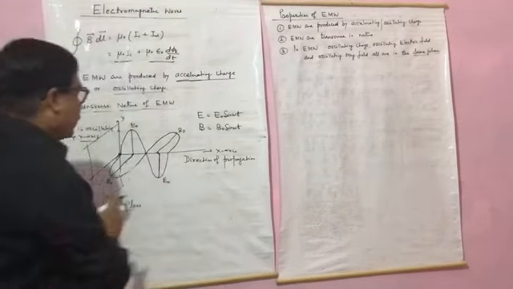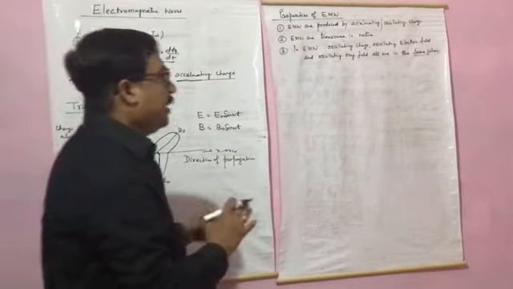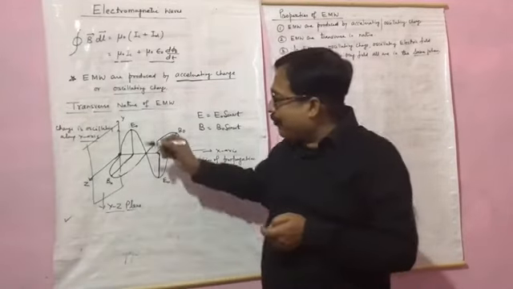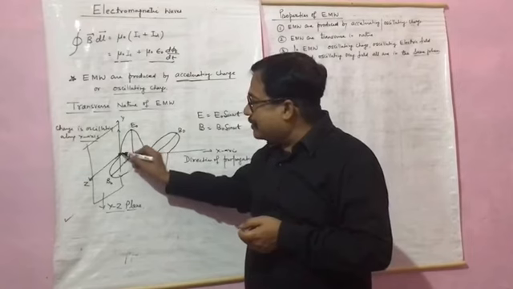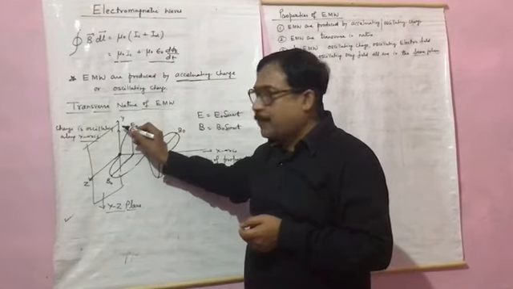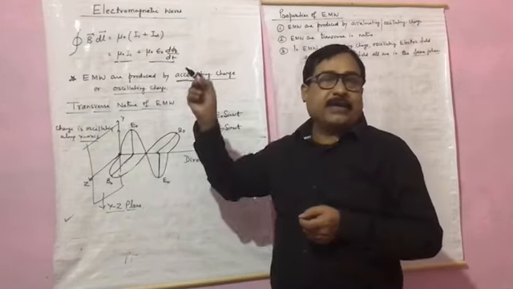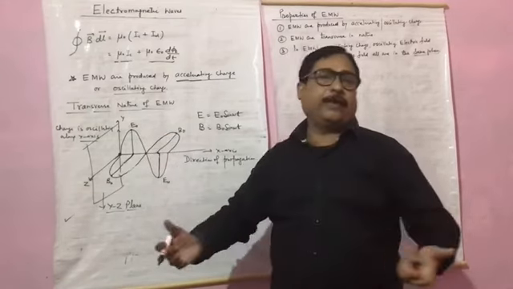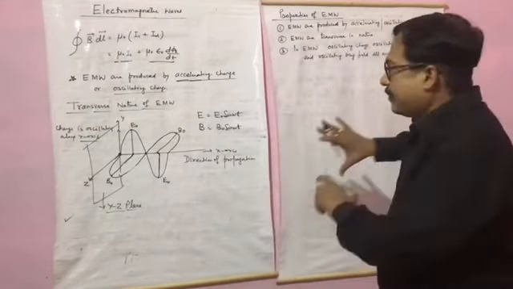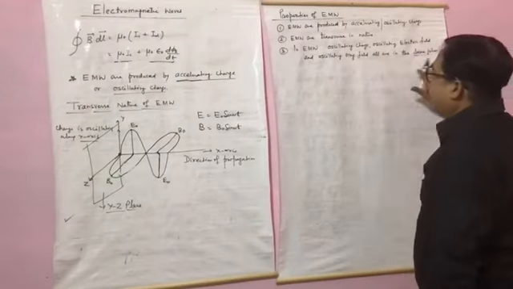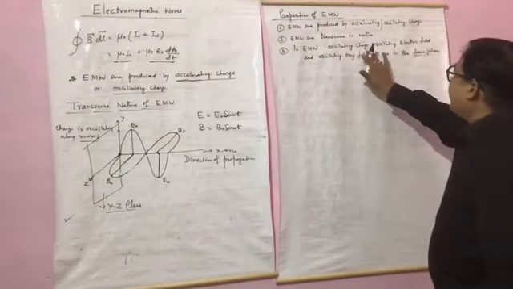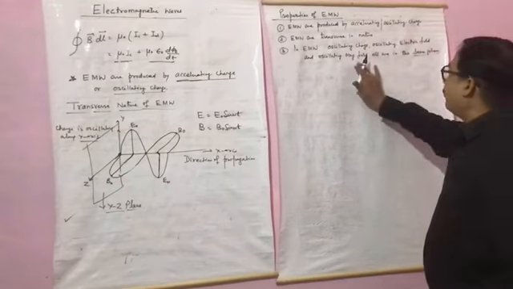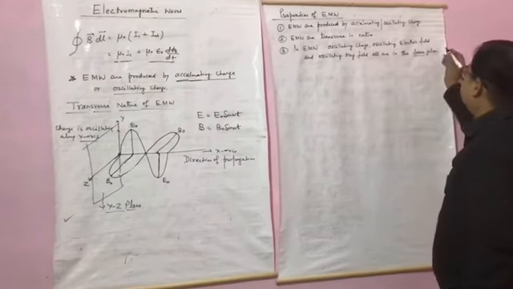So both are in the same phase always. And that phase is actually the phase of the oscillating charge. When this oscillating charge reaches its peak, we get all peaks. When it is at the zero, we get all the zero. When it is at negative peak, we get all negative peaks. So this is the propagation. So in electromagnetic waves, oscillating charge, oscillating electric field, oscillating magnetic field, all are in the same phase.